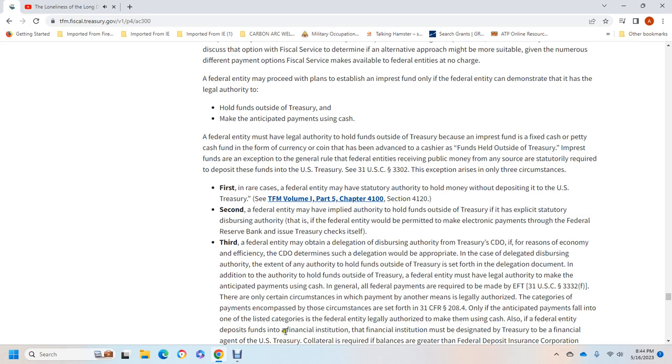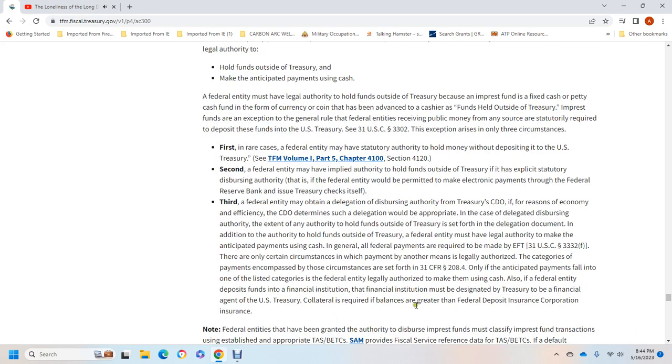Also, any financial institution used to deposit the fund must be designated by the Treasurer as a financial agent of the U.S. Treasury, with collateral required for the balance above the Federal Deposit Insurance Corporation insurance limit.